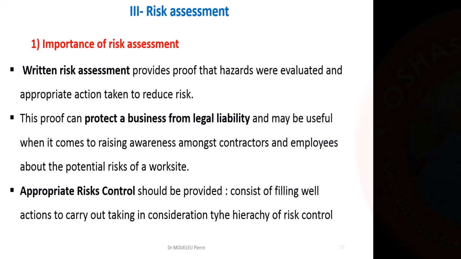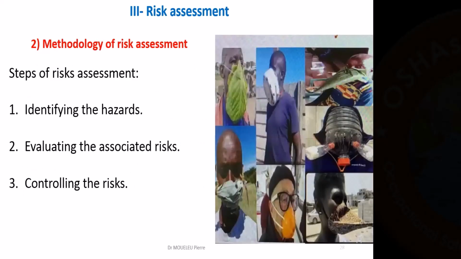And we should also know that somebody can die at their workplace, and you are supposed to prove that you have put in place actions before the accident comes and that it was really an accident. Appropriate risk control should be provided, and it will consist of well-defined actions to carry out, taking into consideration the hierarchy of risk control.